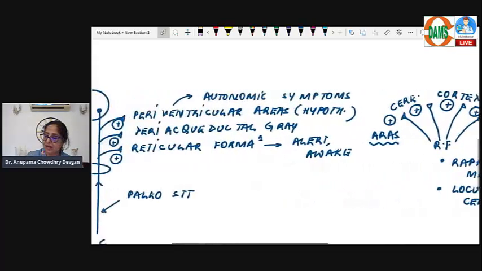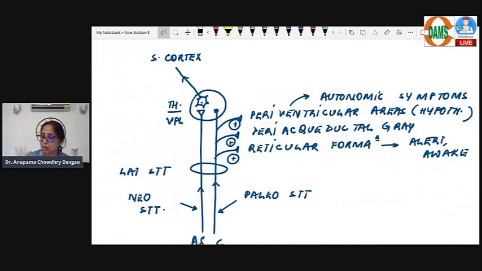What is the significance of periaqueductal gray? I will do that with you a little later.